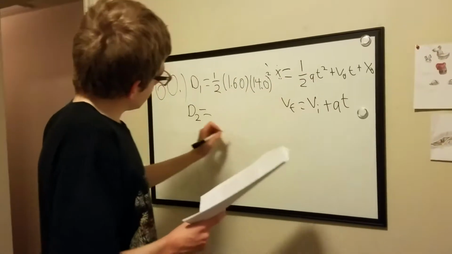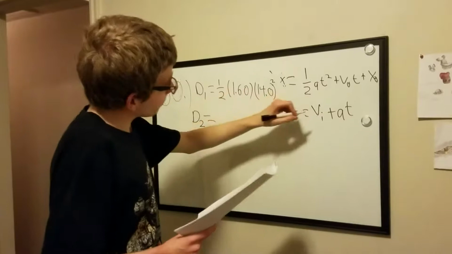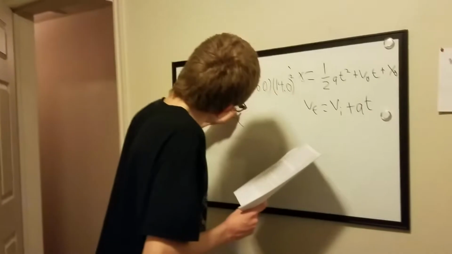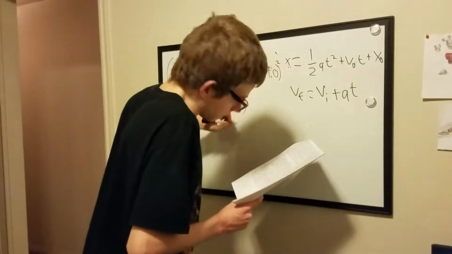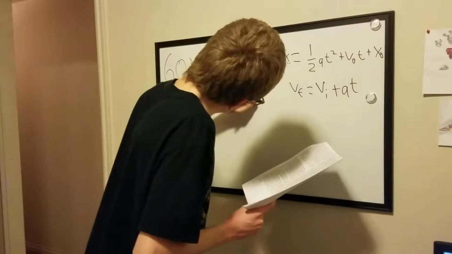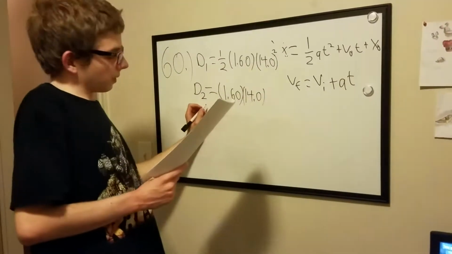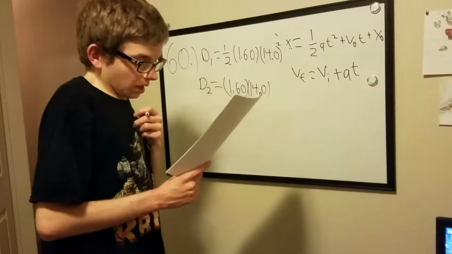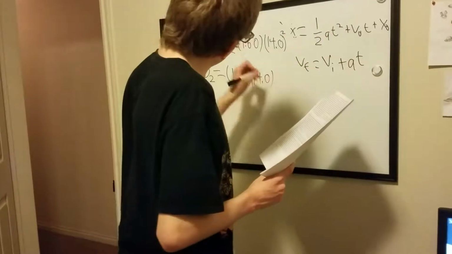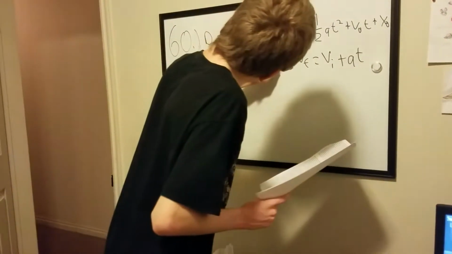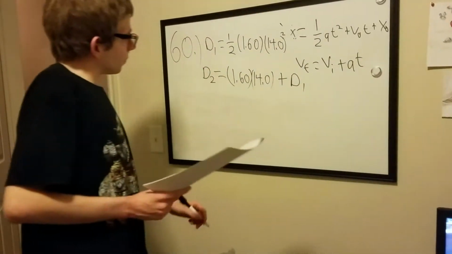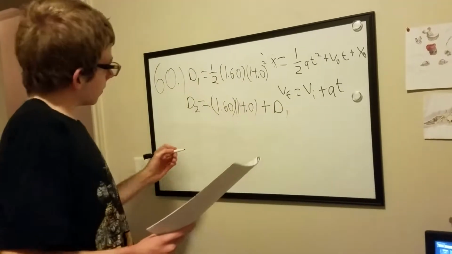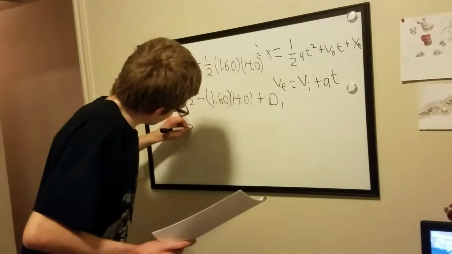So again, coming back here, acceleration is 0, so get rid of that. The initial velocity was 1.60 times 14.0. All right, so that is our initial velocity to plug in right here. And then our initial x position is just d1, so it's plus d1. Now we have the distance covered for the first two parts together. Now we define d3, and d3 will be our total distance.